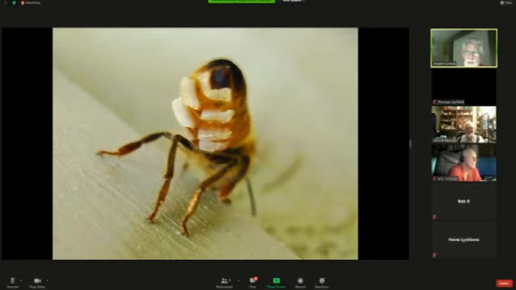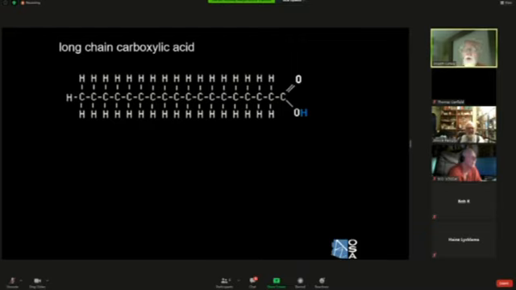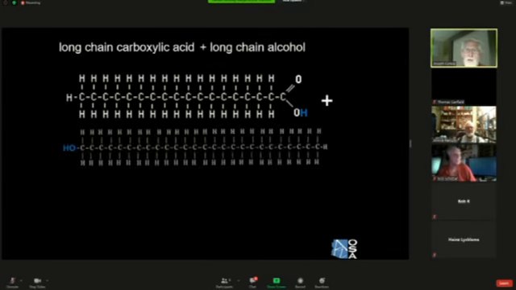How do they do this? Well, they have in these organs these extremely long molecules that are chains of carbon and hydrogen, and have this grouping on the end that's called a carboxyl group. So these are called carboxylic acids. And they also have these very long chain molecules that are all carbon and hydrogen as well, except for the one end, which is a hydroxyl group, which makes it an alcohol.